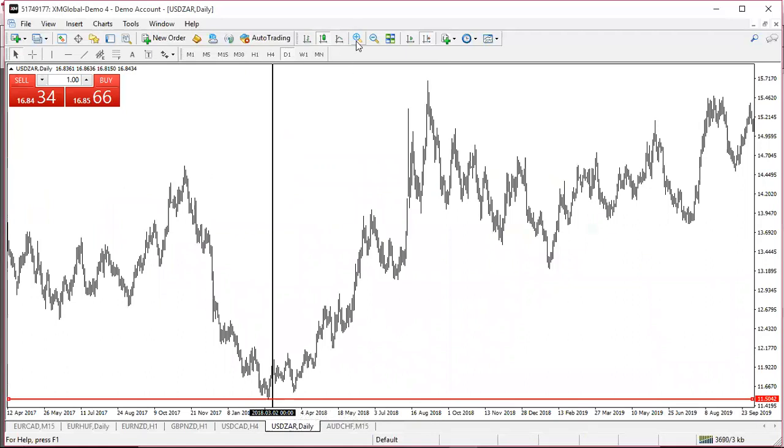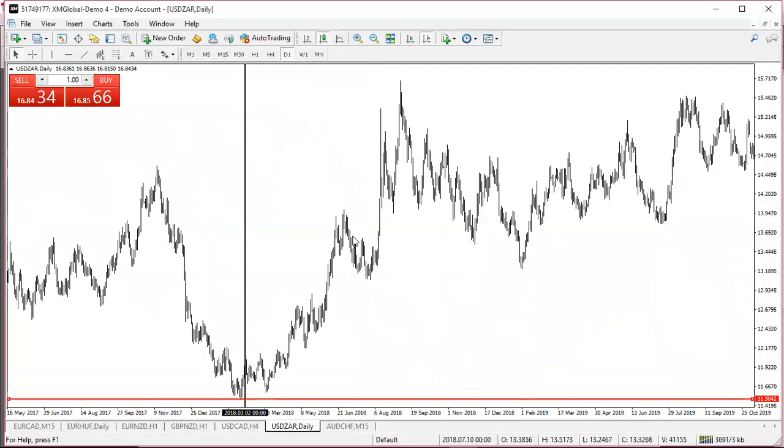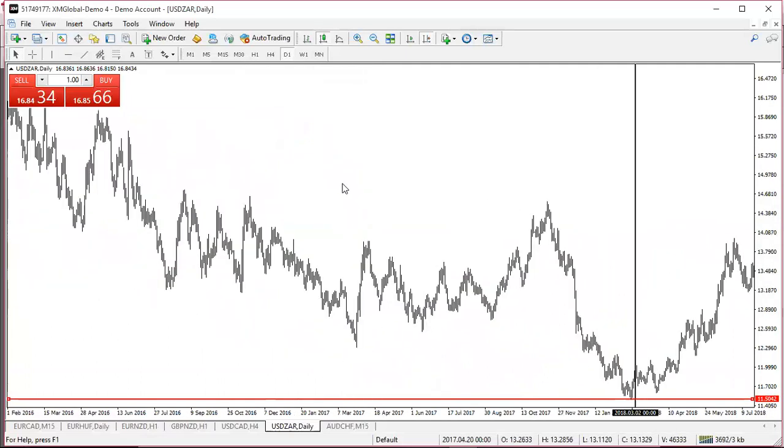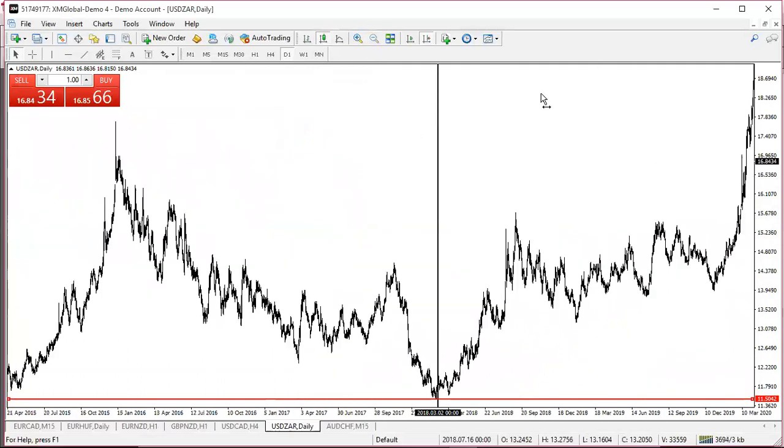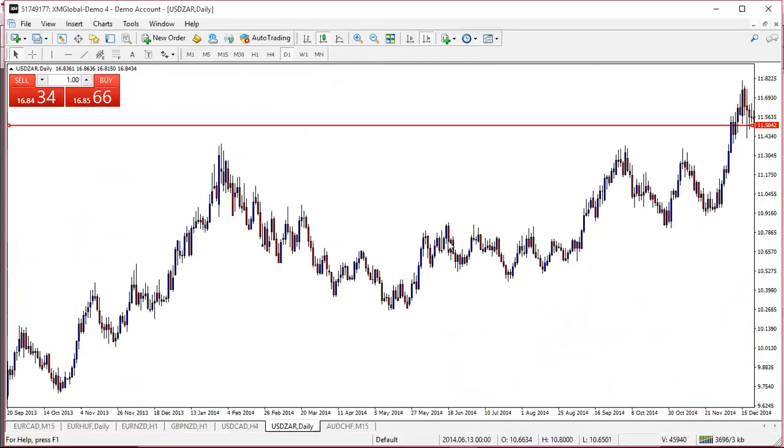This is a double bottom in a downtrend. It's reacting to a previous low, reacting to this.